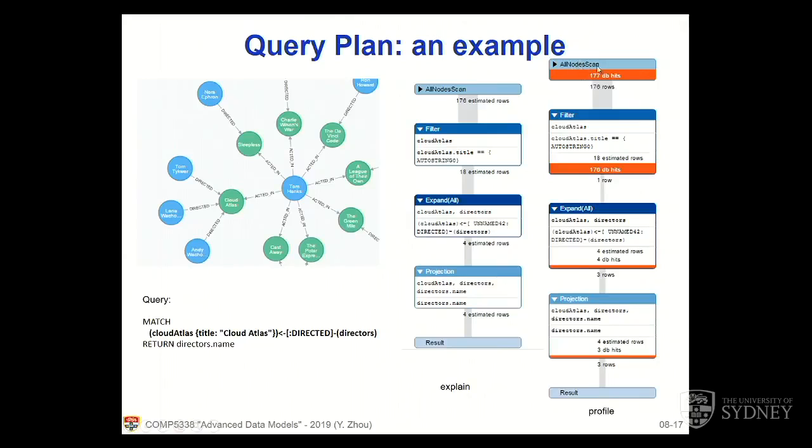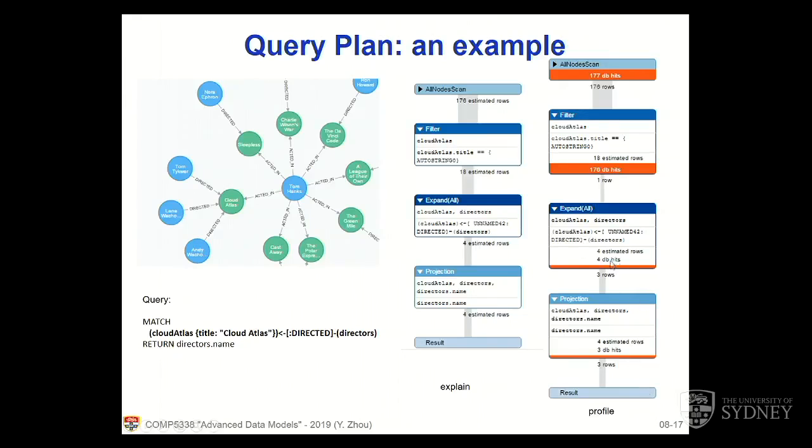okay, when I'm doing the all-node scan, it returns that many rows. And then after the filtering, I only get one row, even though the plan says there might be 18 rows having this title, but actually I only got one row. And then this expand-all says after the pattern matching, we might have 4 estimated rows, like four paths matching the pattern, but only 3 paths match the pattern. And then we get 3 directors and return the name.